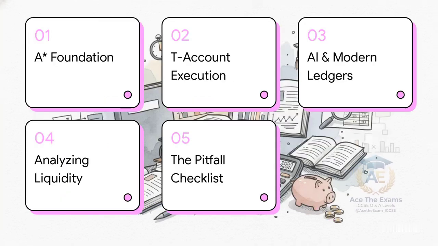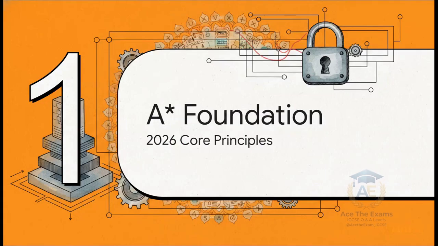So to get you to that level of precision, here is today's masterclass syllabus. First up, we've got the A-star foundation, then T-account execution, followed by AI and modern ledgers, analyzing liquidity, and finally, the pitfall checklist. All right, Section 1. The A-star Foundation, 2026 Syllabus and Core Principles.